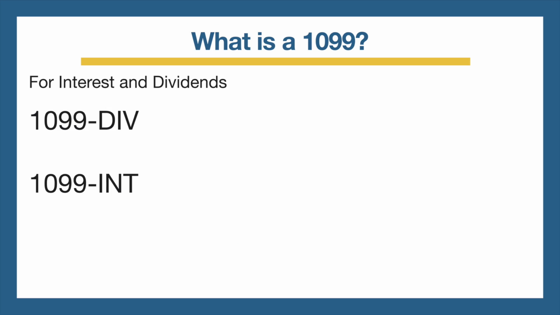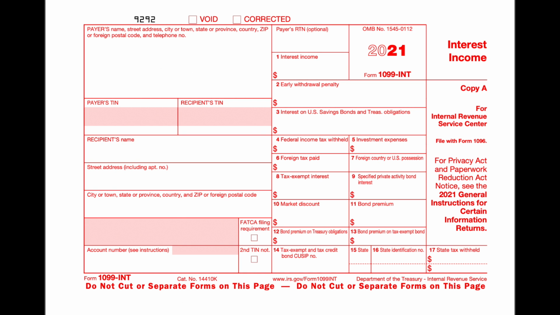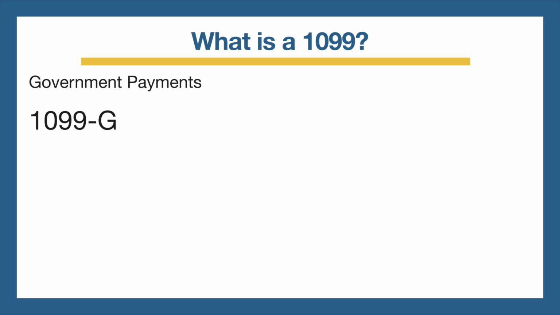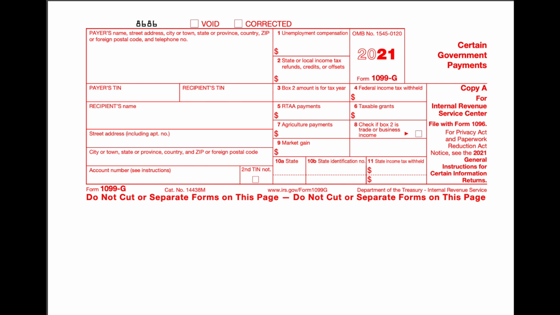And there's also 1099s for interest and dividends. If you have a portfolio of stock investments or mutual funds, you may receive a 1099-DIV, and same if you received interest for an interest-bearing bank account, that taxable income would be reported to you on a 1099-INT. And for payments from the government, this would be reported on a 1099-G form. This would show things like unemployment compensation and state income tax refunds, pretty much payments issued by the government that can also be taxed.